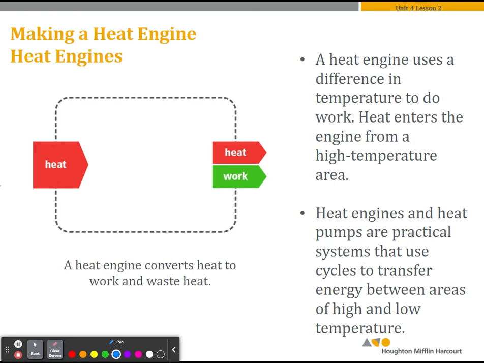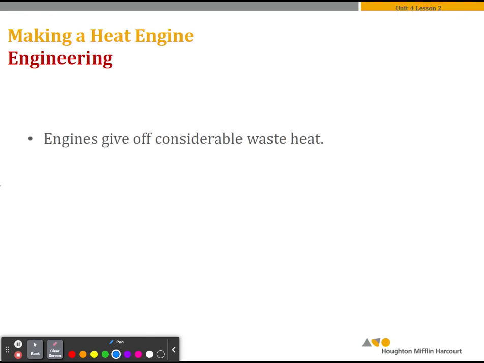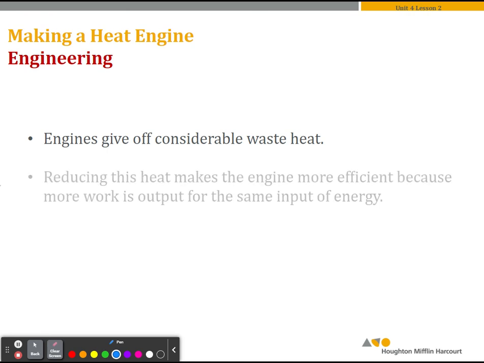A heat engine and a heat pump are two kinds of practical systems that use these cycles to transfer energy between areas of high temperature and low temperature. Heat pumps can be used to cool a building, for example. They can pump heat out of the building and help cool it off or warm it up, depending on how they're designed. Engines have a lot of waste heat. If we can reduce this waste heat, we make the engine more efficient because you get more work output for the same energy input. So it's important in an engine to try to reduce the amount of waste heat.